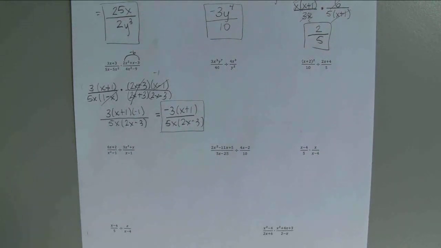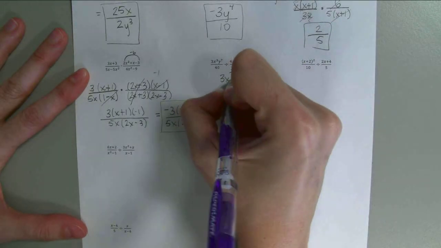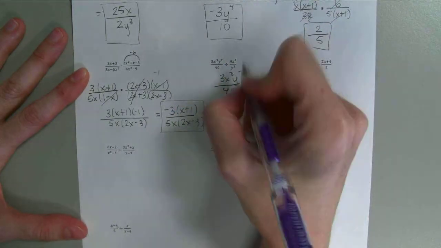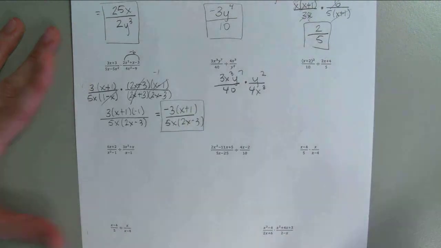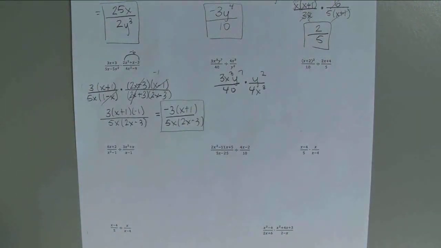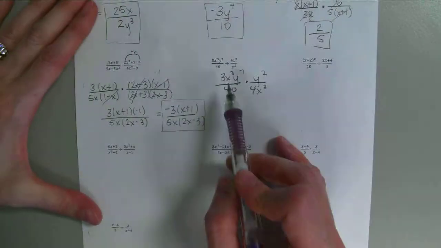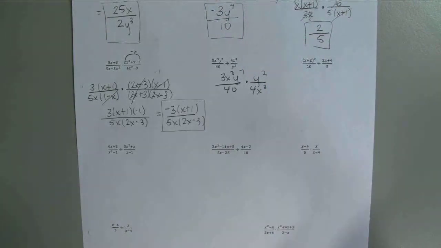Division, exact same idea, except we're going to change the division sign to multiplication, and you flip only the second fraction, okay? So the first fraction is going to stay 3x cubed y to the 7th over 40, but then I'm going to write times y squared over 4x cubed. So the front fraction stays as is, the division symbol changes to a multiplication symbol, and you flip the second guy, okay? So is there any number that can cancel out with a 3 down here? No, 40 and 4 can't cancel out with a 3.